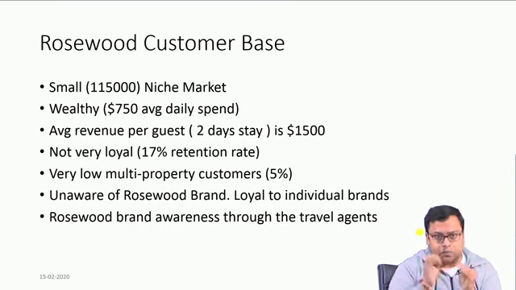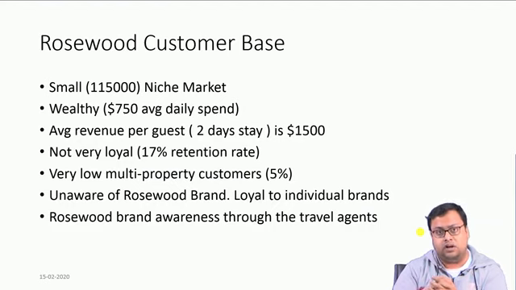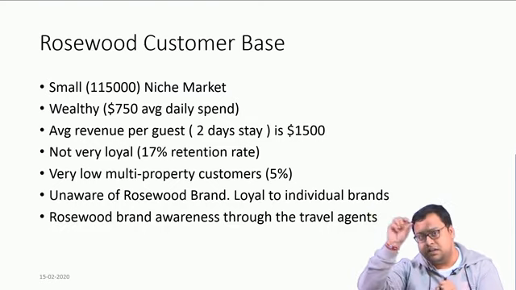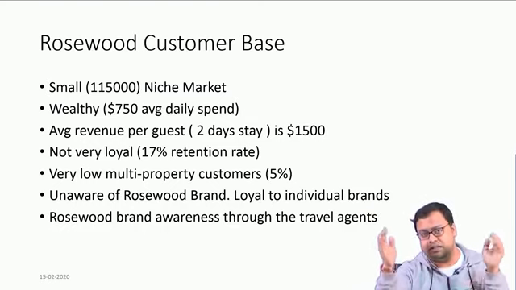So, they had a very small niche market, only 12 properties, and average ADR was $750, which is very high. Average revenue per guest over 2 days was $1,500, which was also very high, but the problem was the customers were not loyal, because as I told, the customer of Taj Palace Rajputana will not go to Taj Palace Shivalika or Shivaji or something like that.